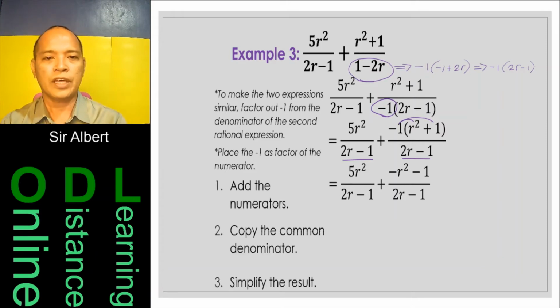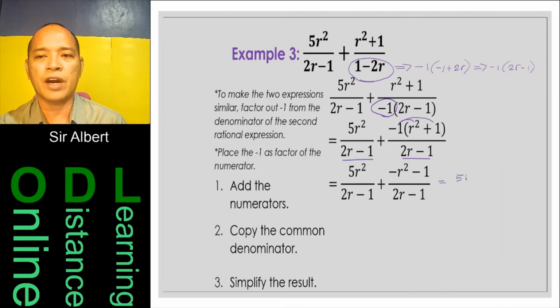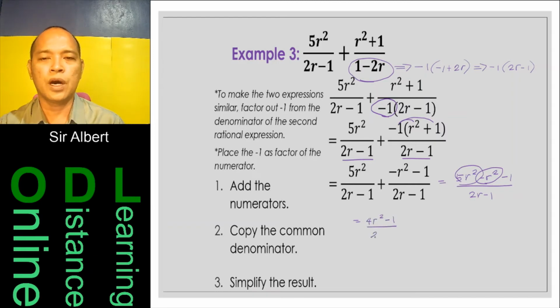So with that, we then follow the usual steps on adding the numerators and copying the common denominator. That means we add the numerators of 5r squared plus -r squared, or minus r squared, plus -1, or minus 1, all over copy the common denominator of 2r minus 1. Combining the like terms of 5r squared and -r squared, we will then get 4r squared minus 1 all over 2r minus 1.